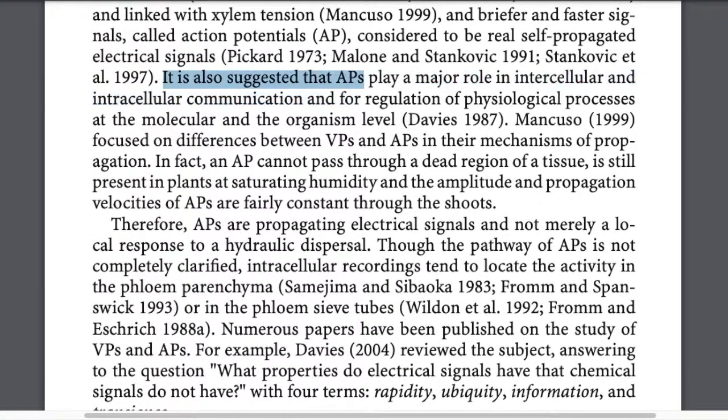It's also suggested that APs, the action potentials, play a major role in intercellular and intracellular communication, and in regulation of physiological processes at the molecular and the organism levels.